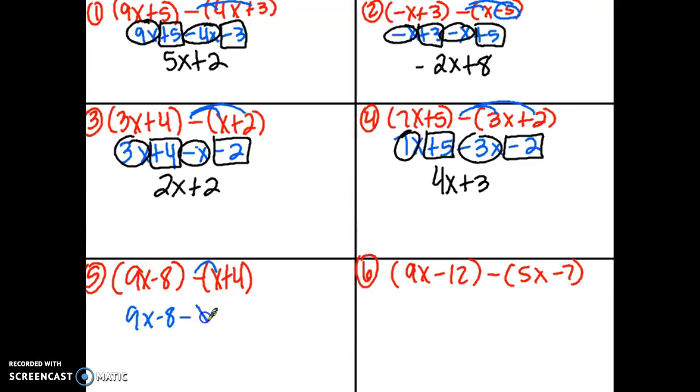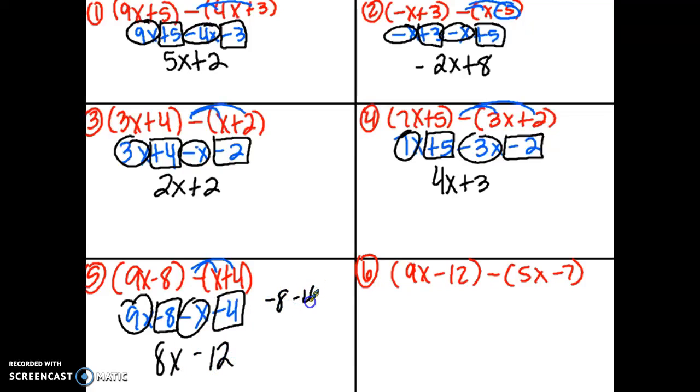The opposite of x is negative x. The opposite of 4 is negative 4. Combine like terms. 9x minus x is 8x. Negative 8 minus 4, which is the same thing as negative 8 plus negative 4, is negative 12, because when you use additive inverse, you get the same sign, so you add and keep your sign. So the answer is 8x minus 12.